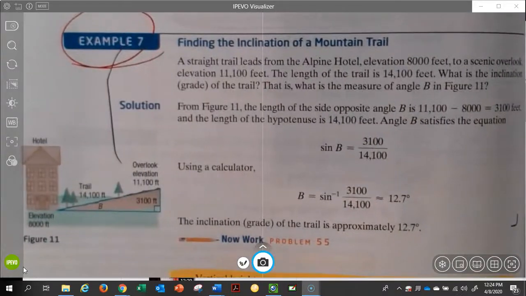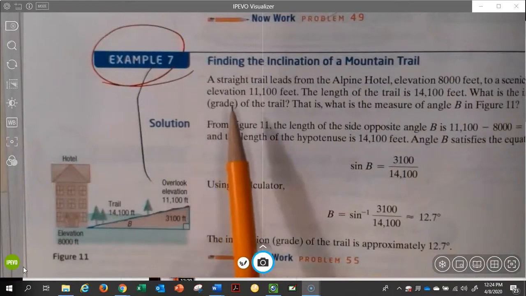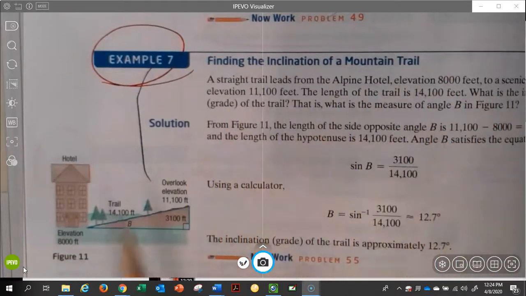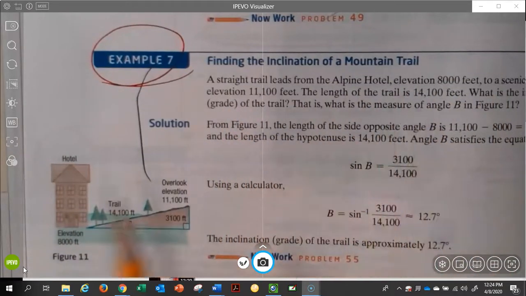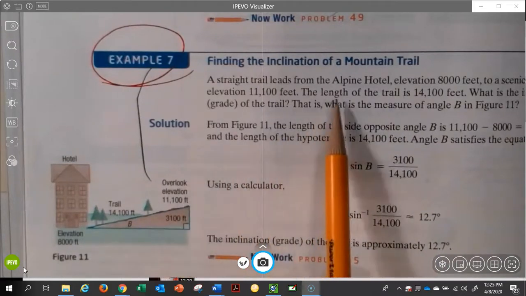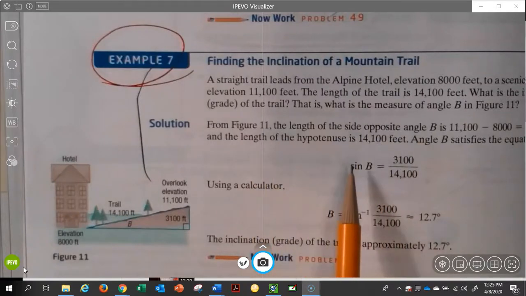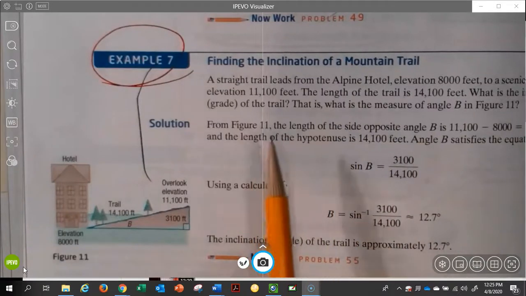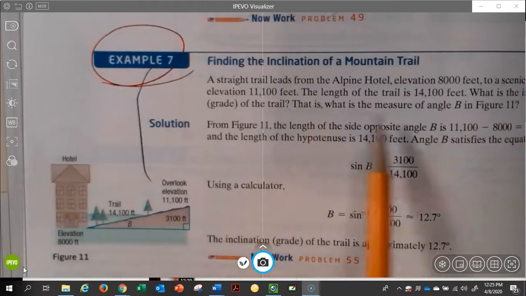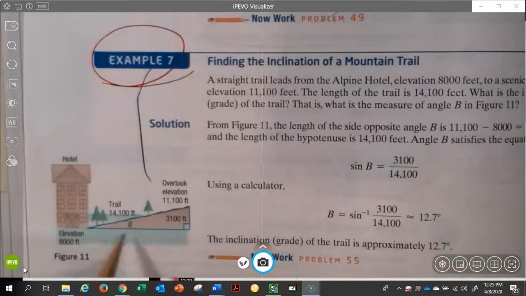Another one very similar, finding the inclination of a mountain trail. You've got a lot of information about the picture and the hotel and scenic overlook and elevation and length and all of this good information. And so we need to piece some parts together, but the bottom line of what they're asking is, what is the inclination or the grade? In other words, what is this angle of the trail?